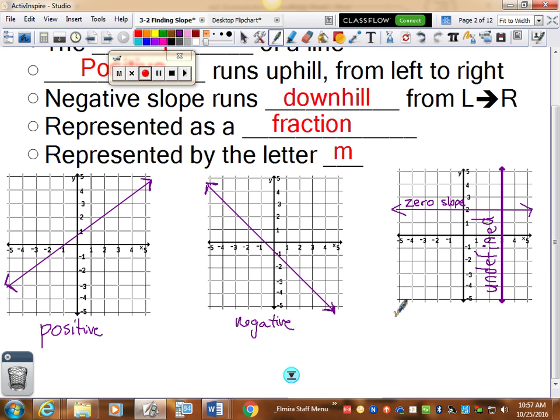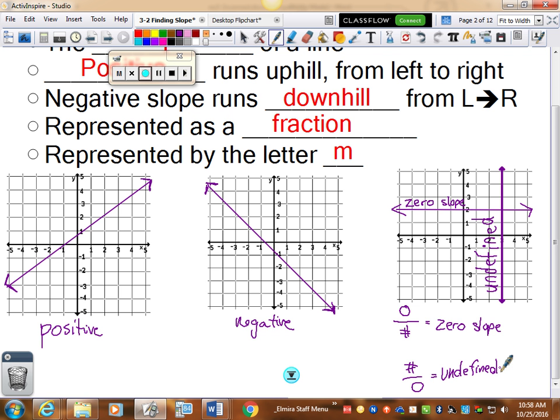I also want you to add these notes. Later on in the lesson I'm going to show you how to set up a slope formula. If you ever have the 0 come out on top and a number come out on the bottom, that would mean 0 slope. And if you ever have a number on top and a 0 on the bottom, that would be your undefined slope.